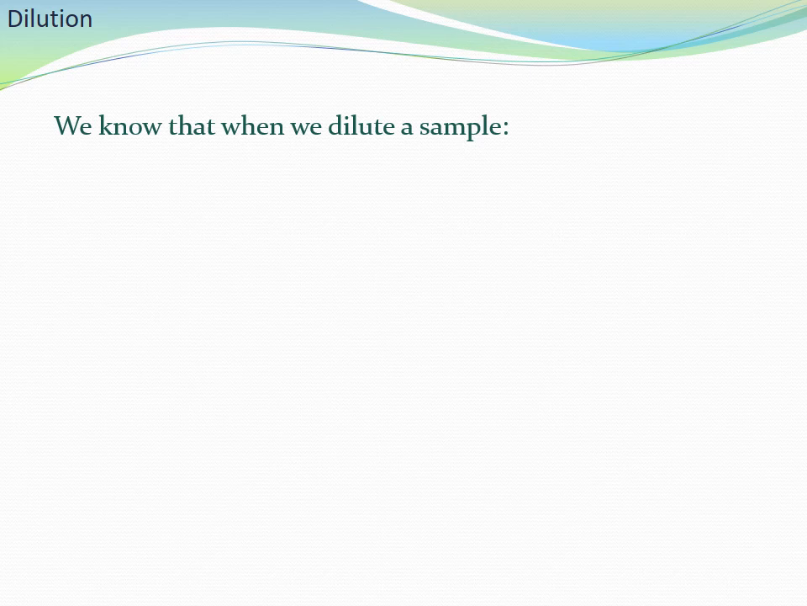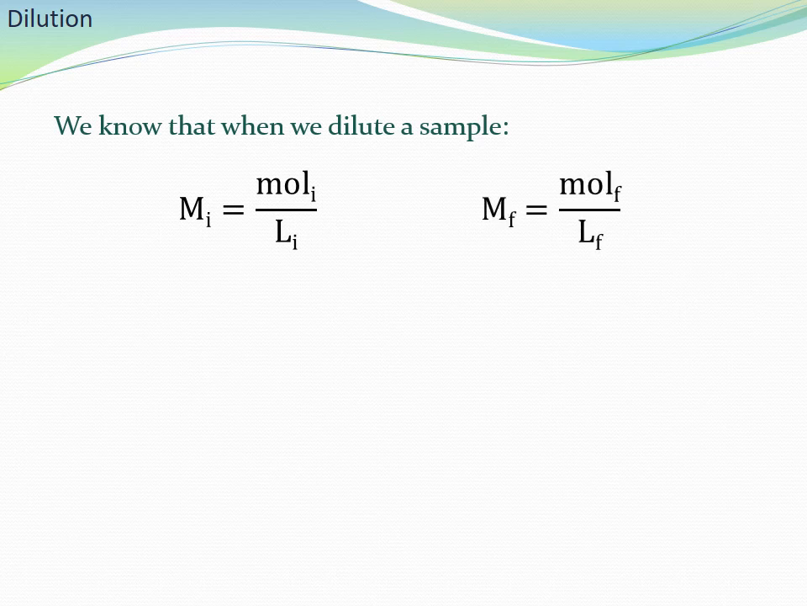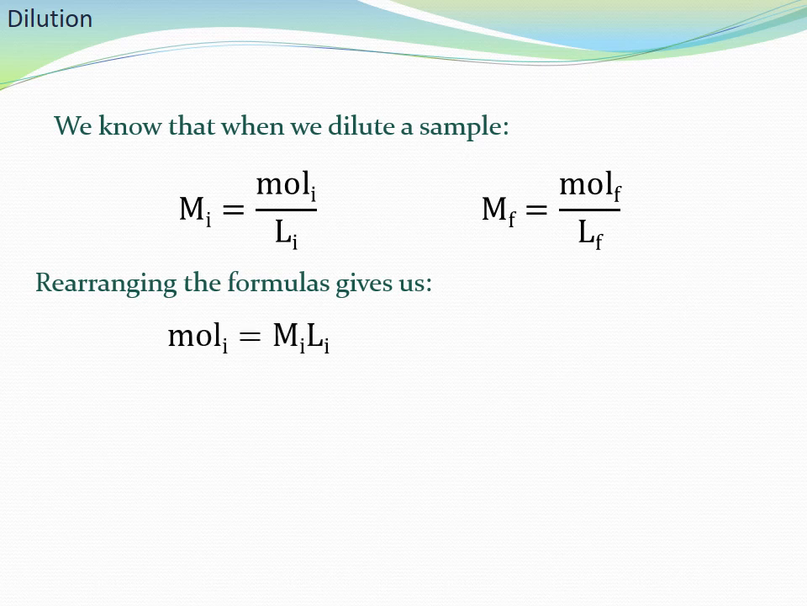We know that when we dilute a sample, the concentration at the beginning will equal the amount of solute we have at the beginning divided by the total volume. And then at the end, the final concentration will equal the solute that we have dissolved at the end divided by the total volume at the end. If we rearrange the formulas to isolate moles, we wind up with moles initial equals MiLi and moles final equals MfLf.